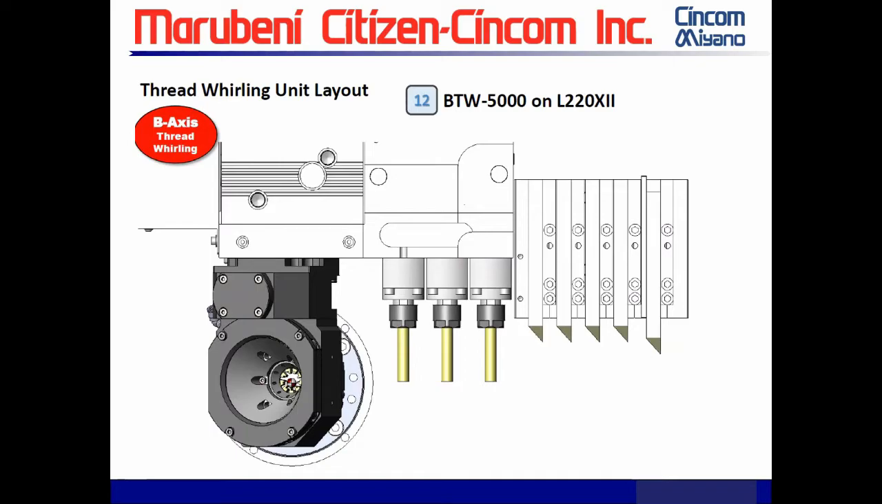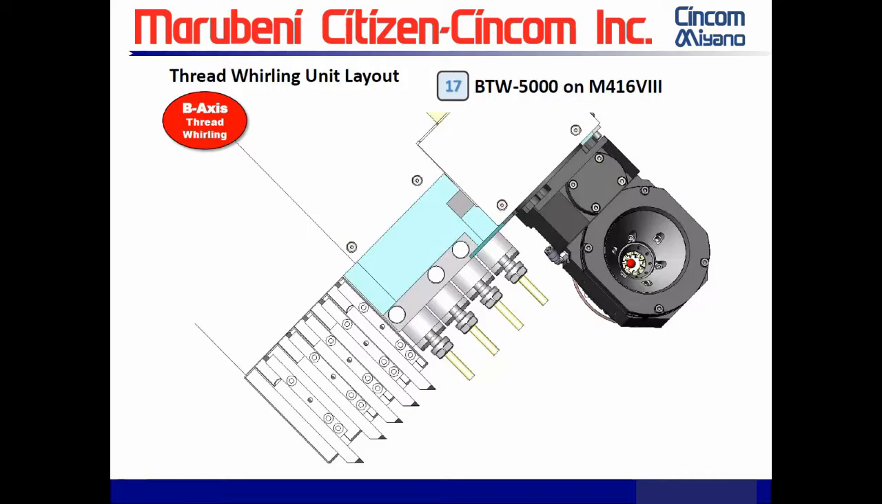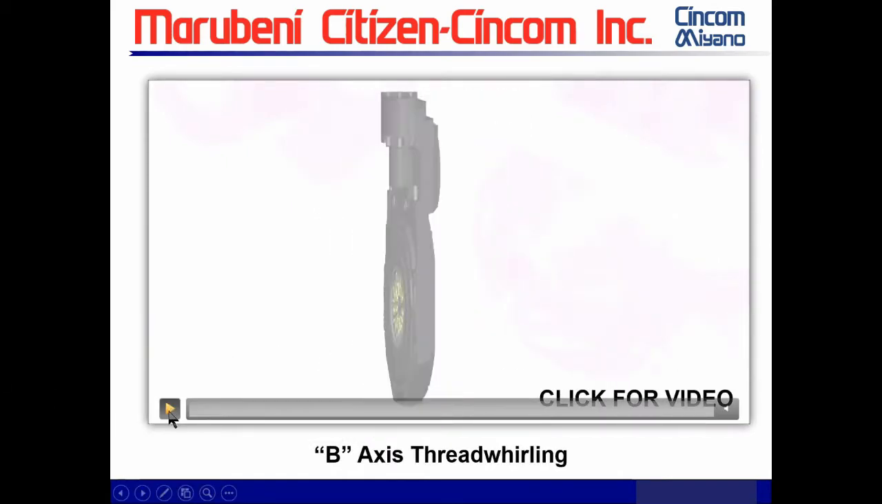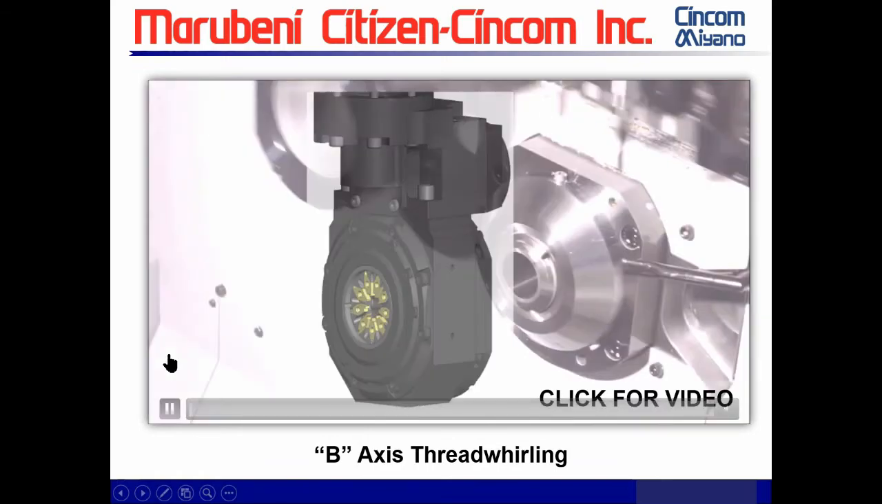So the BTW 5000 on the L220 type 12 mounts in the end position, position 10. You tram that in, then you make sure that it's straight. You may have to adjust the B-axis grid if it's not showing zero when you have it at zero, and you can correct that. The BTW 5000 on the M416 type 8, same concept. It goes on the end, which unfortunately is right inside the door, right in your face when you open the door. And here we have a little video of the B-axis thread whirling running.